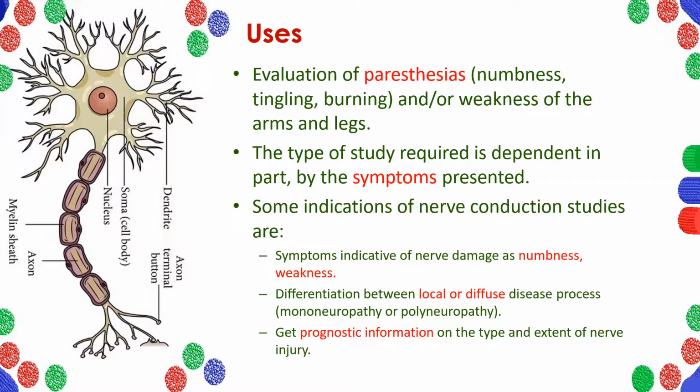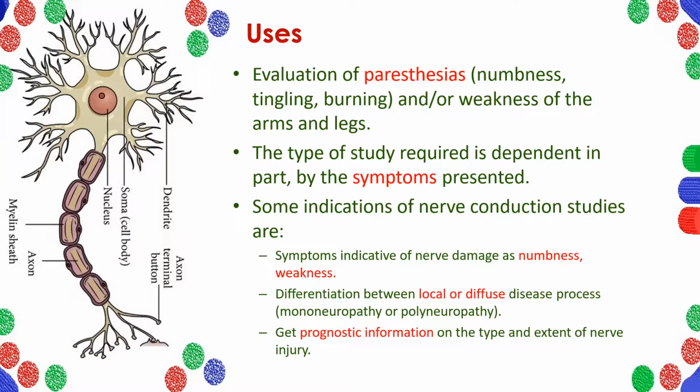Some of the symptom presentations are that the patient will have numbness and weakness. The patient may have local symptoms, that means only one arm or one leg is having numbness and tingling. Then the condition is mononeuropathy. If multiple arms and legs are being affected, then it is a case of polyneuropathy. This is usually a presentation of diabetes patients.